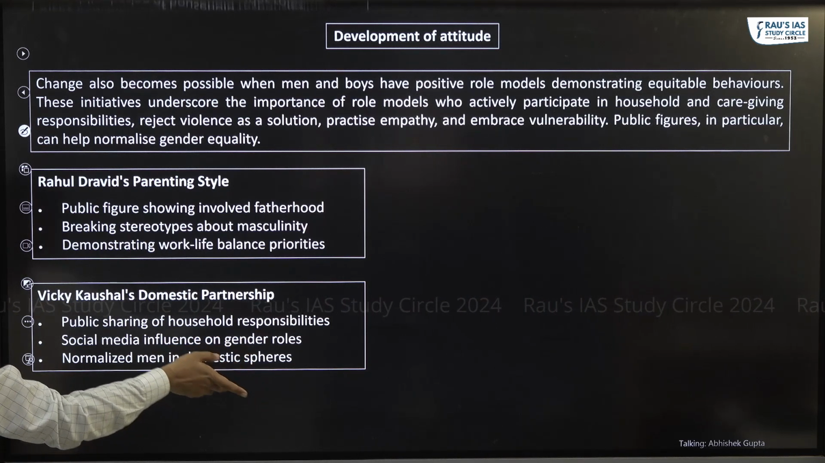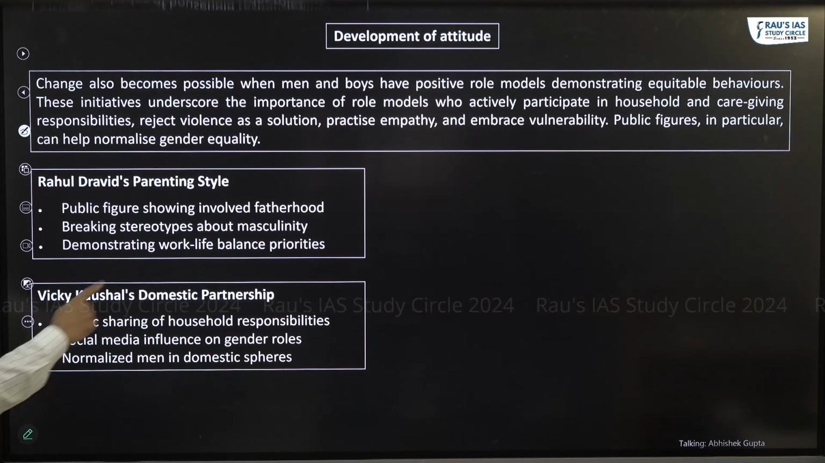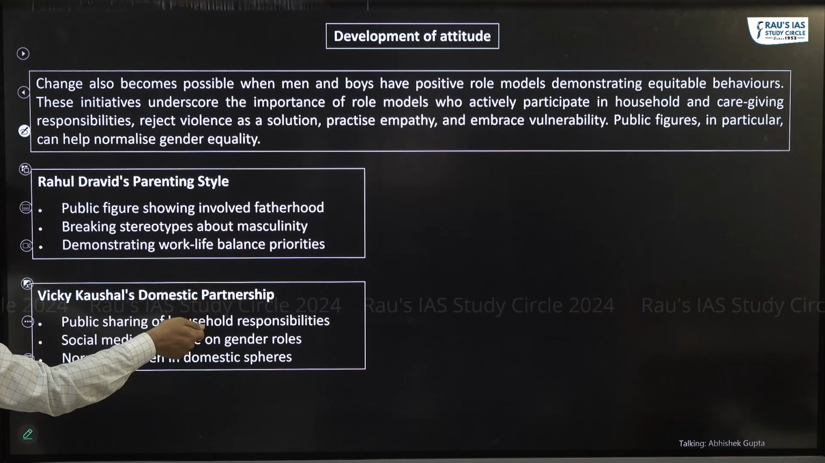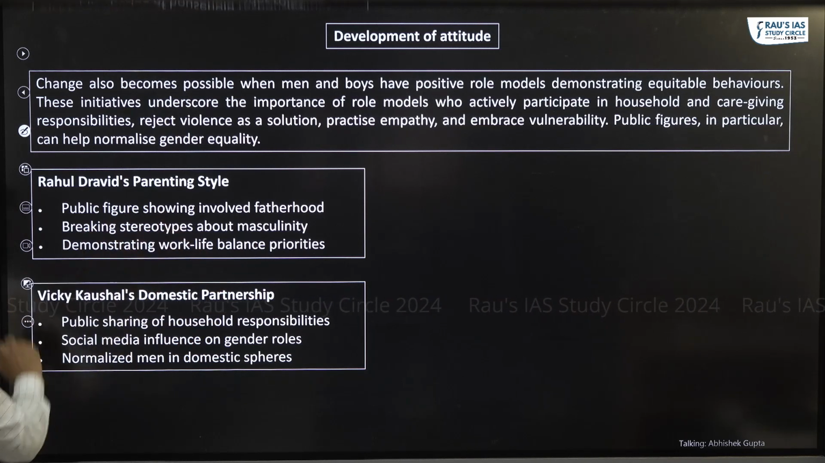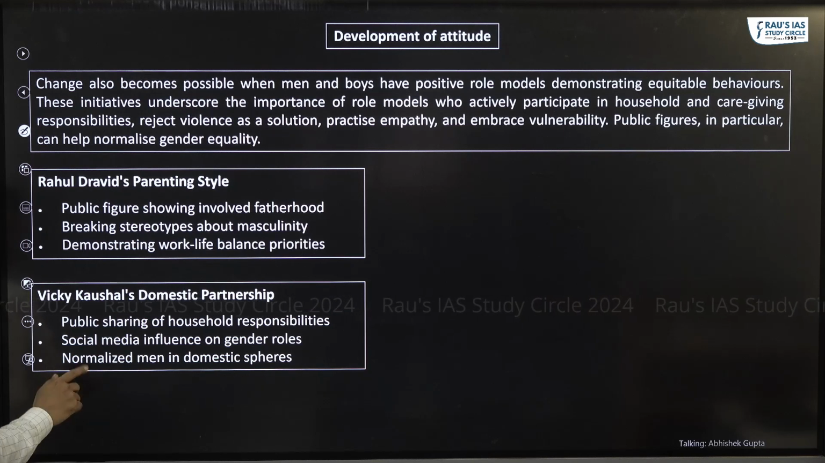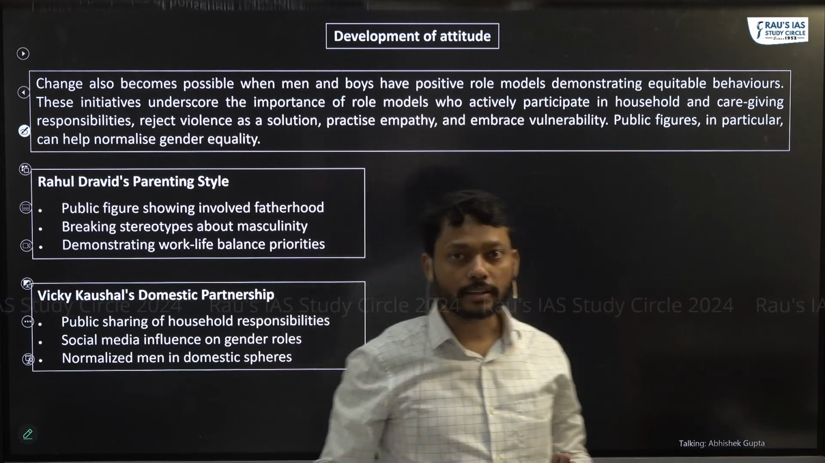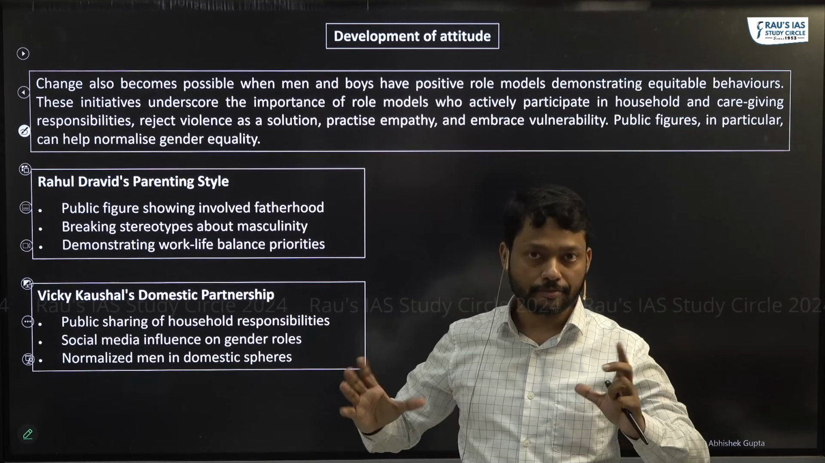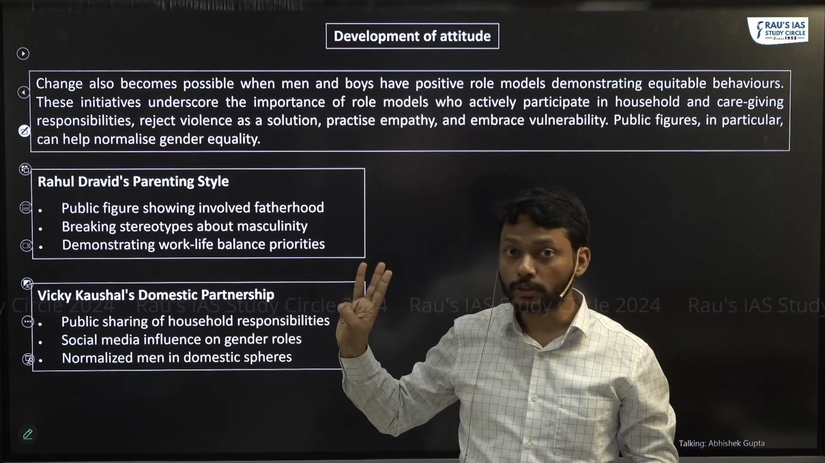And recently, you would know that Rahul Dravid took paternity leave to showcase his involvement in fatherhood, to break the stereotypes about masculinity, and to demonstrate work-life balancing priorities. You can also write the example of Vicky Kaushal, his domestic partnership with his wife. And this role modeling can have a lot of influence on the youth in change of behavior, as if it has the same force as knowledge has on men. So that's the fourth aspect of cognition.